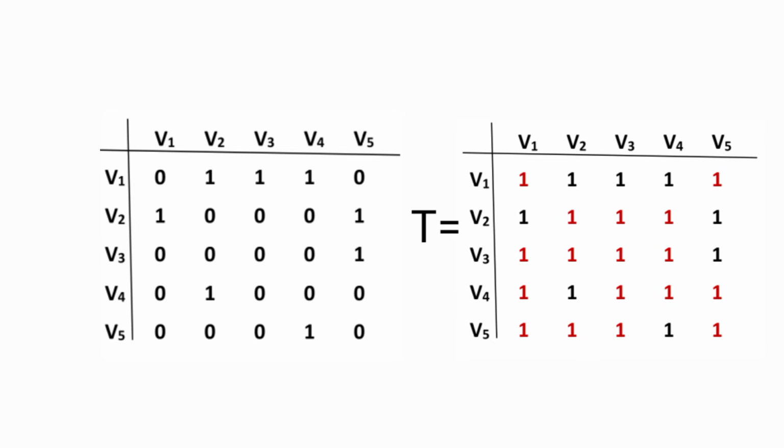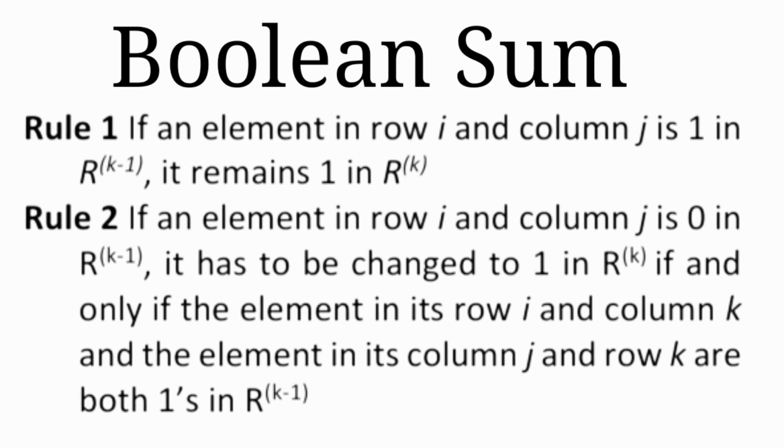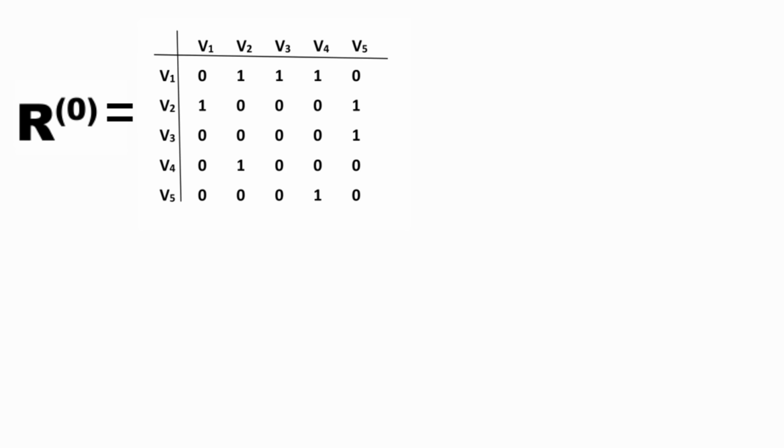So now, let's proceed to the next method, which is Boolean sum. Again, we will use the two rules of Boolean sum. R to the power of 0 reflects the existence of paths with no intermediate vertices, and R to the power of 0 is just the adjacency matrix.